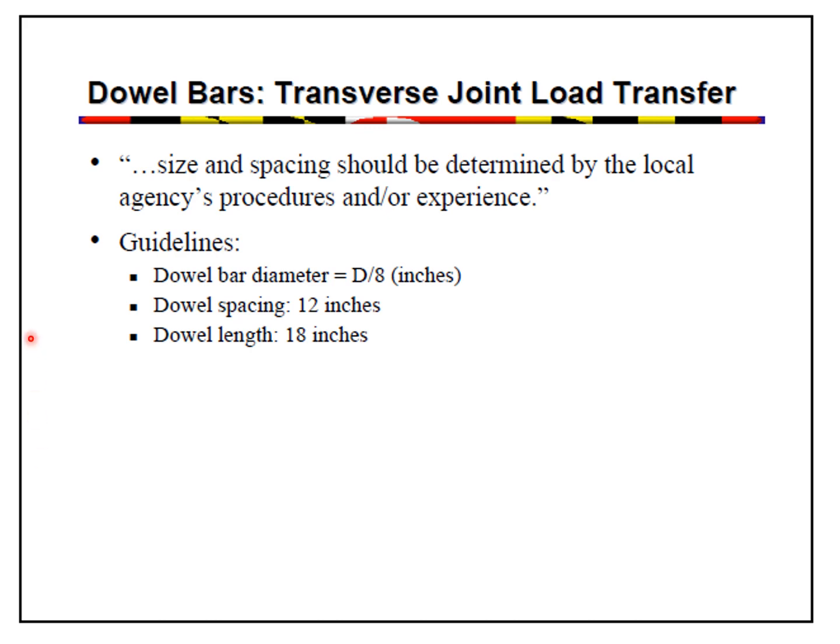On this particular slide, you can see the dowel bars, transverse joint load transfer. Size and spacing should be determined by the local agency's procedure and/or experience. General guidelines are that dowel bar diameter is D by 8, where D is the thickness of the concrete slab. Dowel spacing minimum 12 inches, dowel length minimum 18 inches.